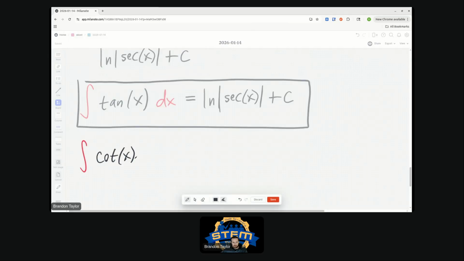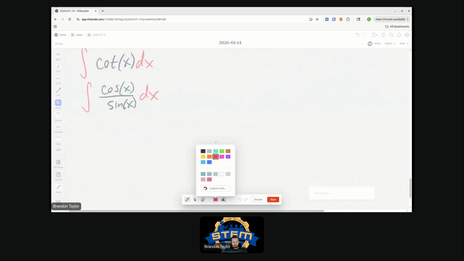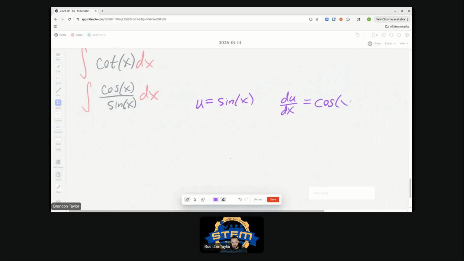So cotangent of x, how would we do that? We would have the integral of, that's not sine over cosine, but cosine over sine, right? And then this opens itself up to another u-sub, right? So u equals sine, du dx equals cosine, dx equals 1 over cosine du.